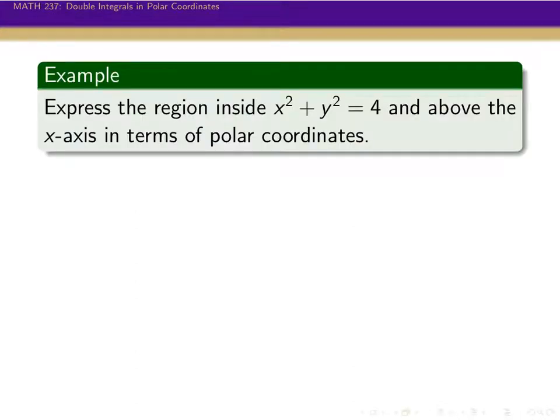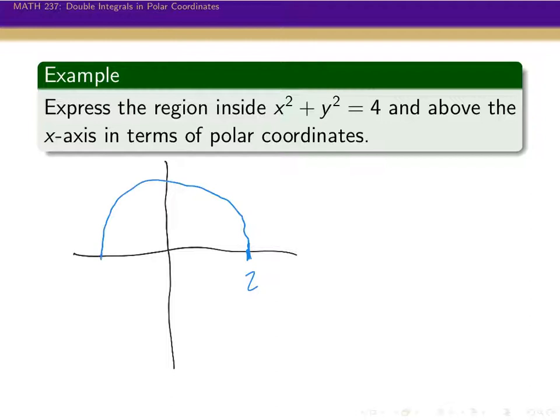So what do I mean by this? So let's just focus on expressing a region using polar coordinates. So we're going to look at the region inside the circle, x squared plus y squared equals 4, and above the x-axis. So here's our axes. So x squared plus y squared equals 4. So that's a circle of radius 2 going around like this. And then we want it to be above the x-axis. So there's our region right there.